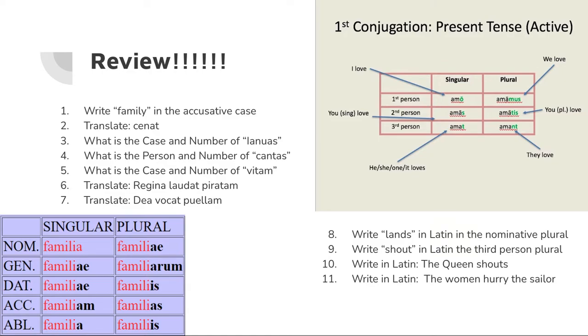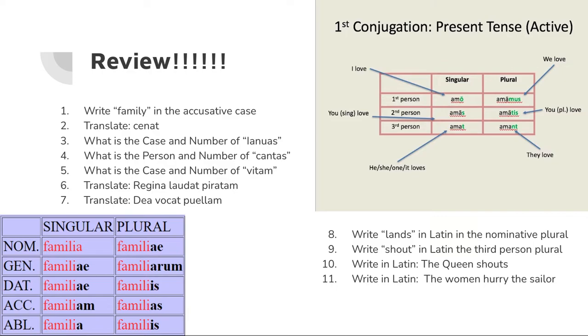So what is the person and number of cantas? Cantas, again, ends with as, so that's why we know it must be accusative plural. However, it asks here for person. Scratch that, my bad. Canto is a verb, right? So that means you have to go to the chart on the right. Cantas ends with the S, so you know it's second person singular. As you can see on the right-hand side, amas ends with an S. So cantas is going to be you sing, and the person and number of cantas would be second person singular.